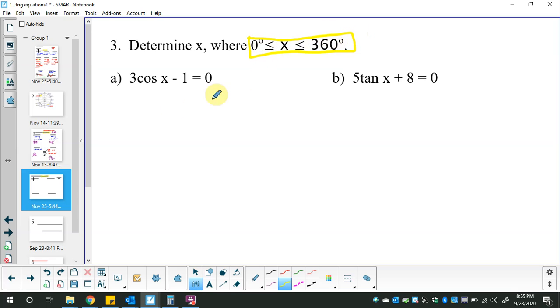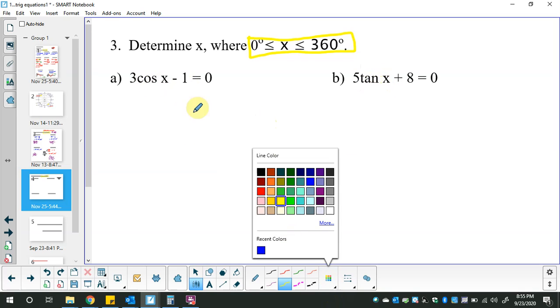And we need to make sure that they're between 0 and 360. So I'm going to do something that might be a little unnecessary for some of you, but I want you to at least see it once. I won't do it for B, and I'll show you the alternative. But this is a linear equation, and the reason I say it's a linear equation is because we've only got a degree of 1 here.